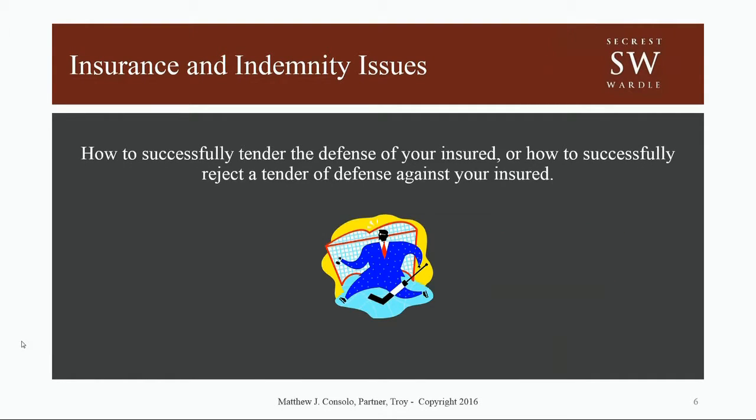Now I want to change gears and discuss how to successfully tender the defense of your insured. Again, it is important to do this early in the process to minimize cost and attorney's fees. First, you will need to read the indemnification clause and look for the word defend. For instance, Party A will indemnify, hold harmless, and defend Party B against such claims.